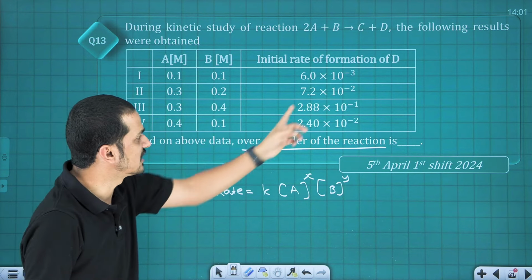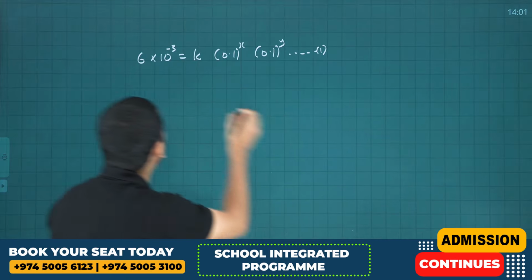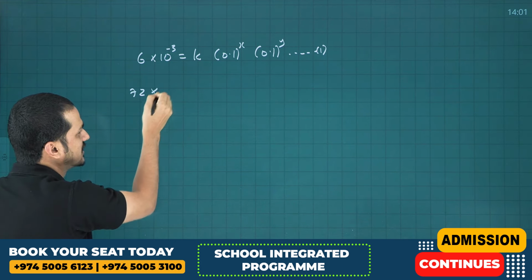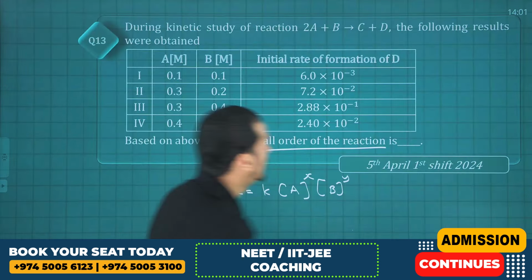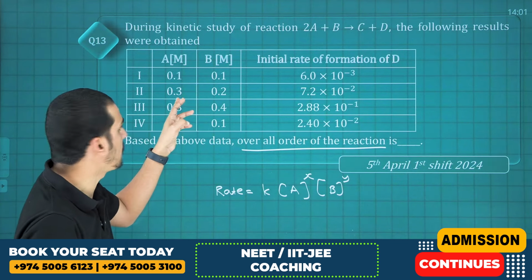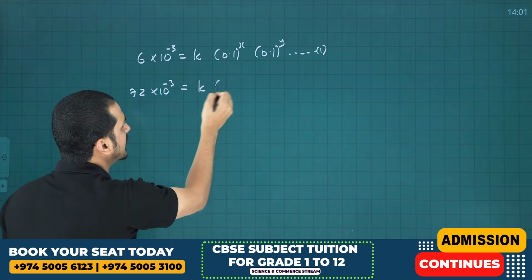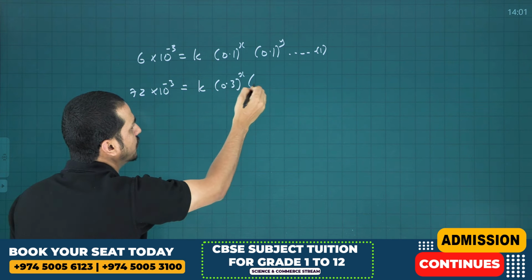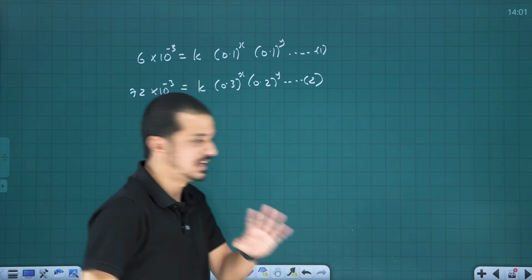Second case, write 7.2 into 10 raised to minus 2. I am writing it as 72 into 10 raised to minus 3. Okay, only mathematical, nothing more. That's equal to K into, in the case of A 0.3, B 0.2, 0.3 raised to X, 0.2 raised to Y. Equation number 2. Clear?